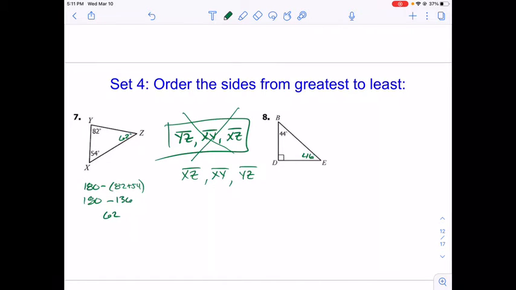So now this one here, we know that we're looking from greatest to least, so our greatest is going to be BE. It's the one across from the 90. So we're going to have BE. Next greatest is going to be the one across from the middle angle, which is angle 46. So the side across is BD, so this is BD. And then our last one here would have to be the segment across from 44, which is going to be DE.